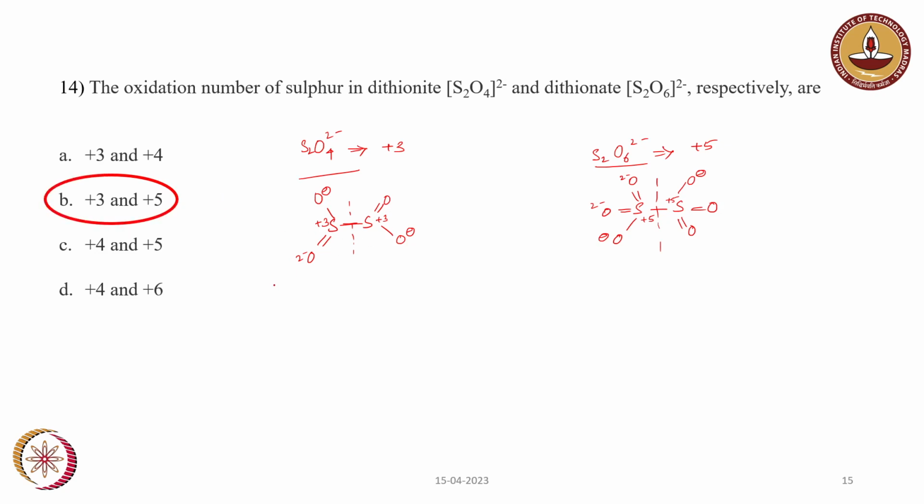So S2O4 2 minus is prepared by reaction of SO3 2 minus with water. So 2 SO3 2 minus plus 2H2O plus 2 electrons will give 4 OH minus plus S2O4 2 minus. Here, reaction of MnO2 with SO3 2 minus.